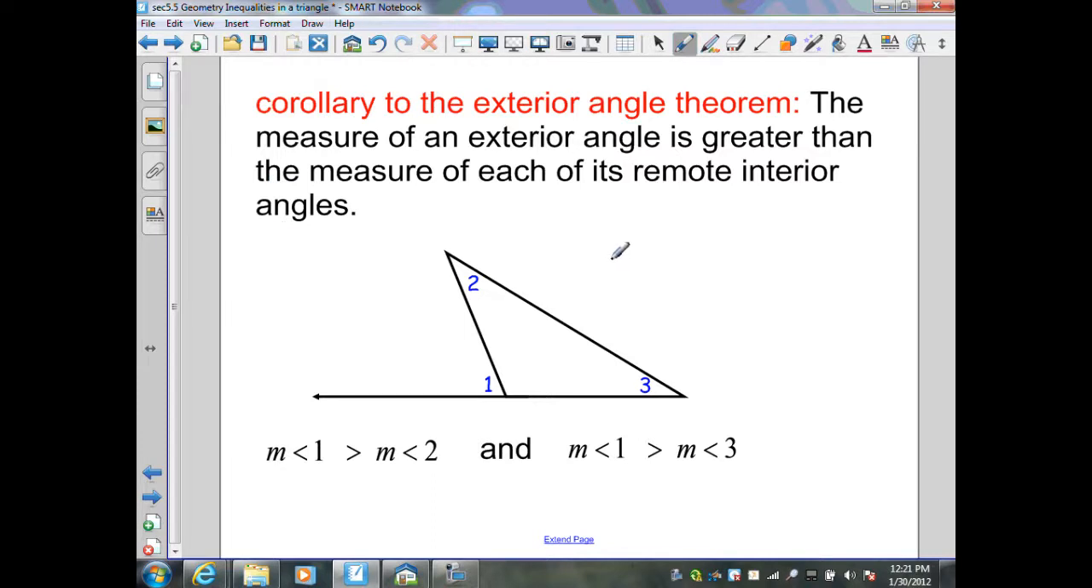If we recall, the theorem itself for the exterior angle theorem is an exterior angle is equal to the sum of the remote interior angles. So in this diagram, we could state that the measure of angle 1 equals the measure of angle 2 plus angle 3. Therefore, it does make sense that the exterior angle is greater than either of the two parts that make up that angle. In other words, the measure of angle 1 is greater than the measure of angle 2, and the measure of angle 1 is greater than the measure of angle 3.